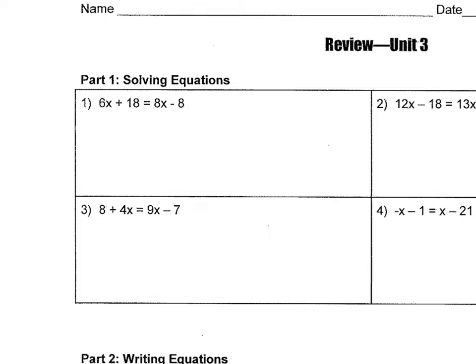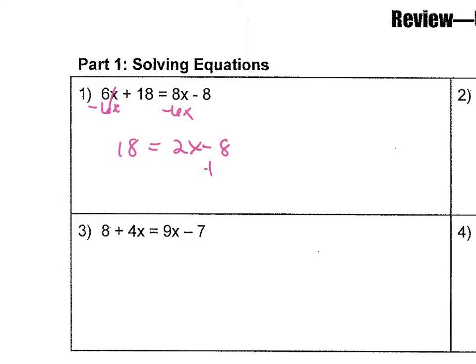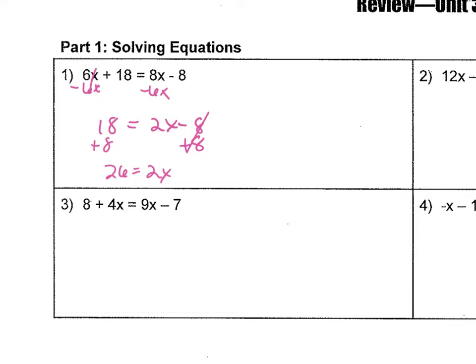Okay. So I'm going to go through. We would subtract 6x from both sides. Most of you that did a video, you picked this one to do. Then our next step would be to add 8 to both sides. And we get 26 equals 2x, so there's one step left. What'd you get, Anthony? 13.